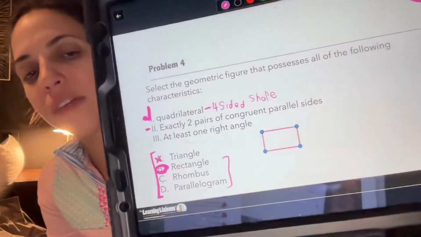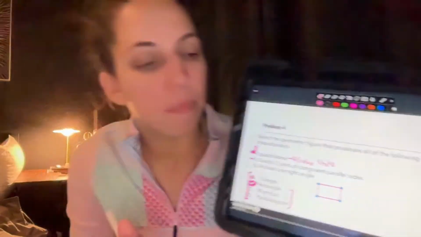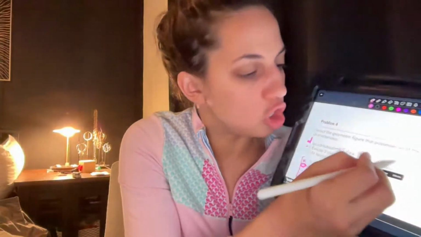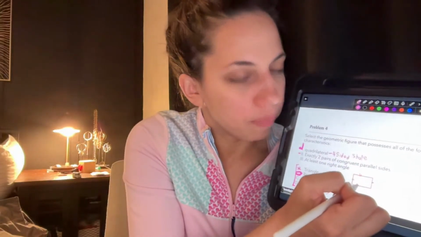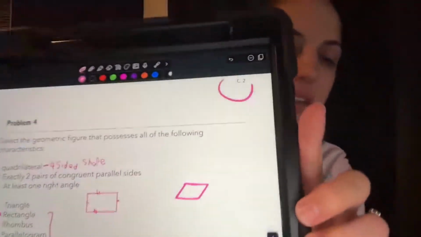A rectangle, by definition, has to have that right angle, but it also has the two pairs of congruent parallel sides. But a rhombus does not have to have a right angle. Can a rhombus have a right angle? Yes. A rhombus, by definition, has two pairs of congruent parallel sides and equal sides. That's the only thing that a rhombus is defined by.